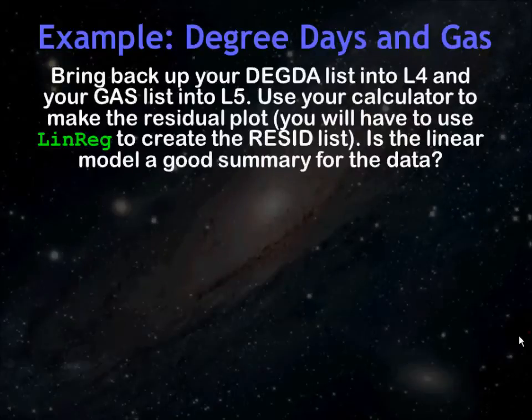Alright, let's look at the degree days and gas examples. So, if you have a calculator, bring up the degree days list and the gas list and put them on two lists. You can use L4 or L5, it doesn't matter. And what you're going to do is try to replicate the residual plot that you see on the paper. So the first thing you need to do is to use linreg to create the residual list. What linreg does, every time you run it, it creates a new residual list. So if you're going to use a new set of data, you have to rerun linreg. And you must answer the question, is the linear model a good summary for the data? So go ahead and try it and see what you come up with.